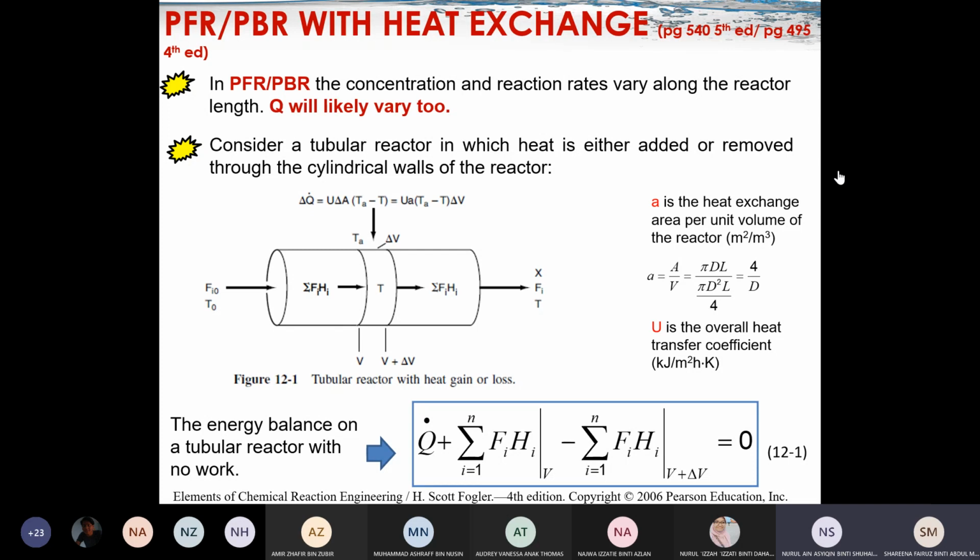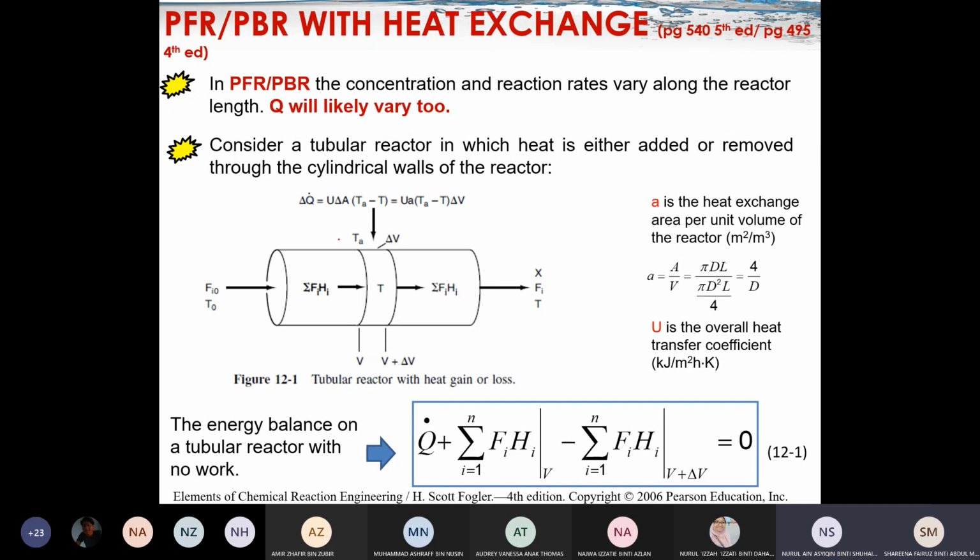Okay, so kita continue. Okay, now is PFR, PBR with a heat exchange. Okay, so I recommend you untuk chapter topic 7 ni, eloklah kalau you refer to Fogler sebab dia ada banyak example. Okay, so you boleh try to buat example dia, in order for you to have a good understanding on this topic. Okay, so in PFR or PBR, the concentration and reaction rate vary along the reaction length. Along the reactor length, Q will likely vary too.